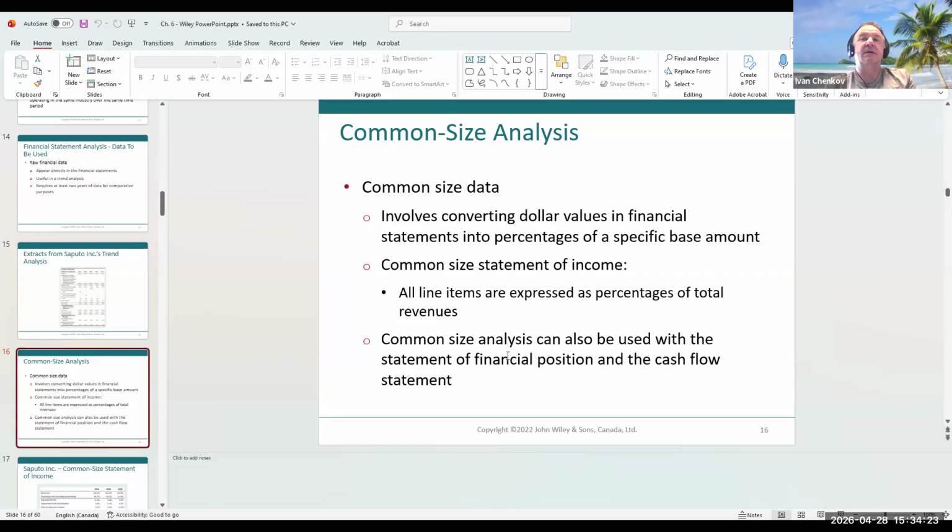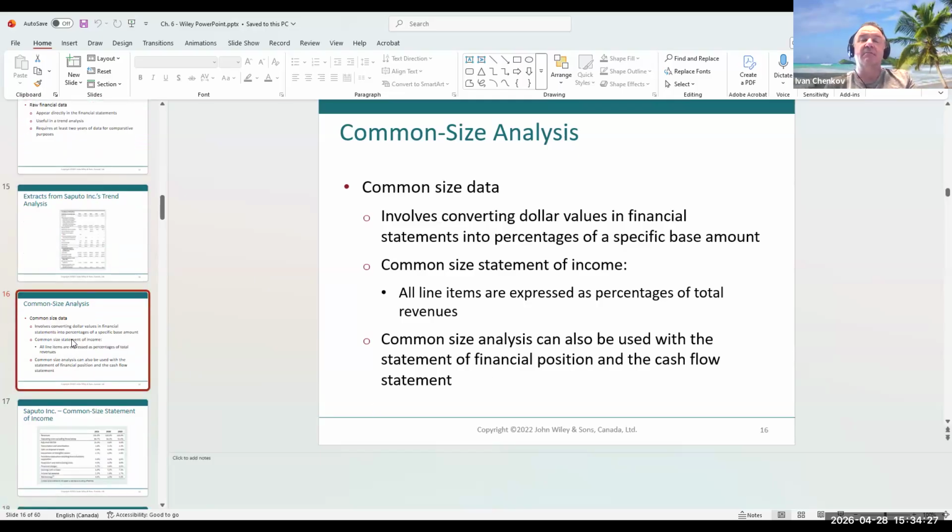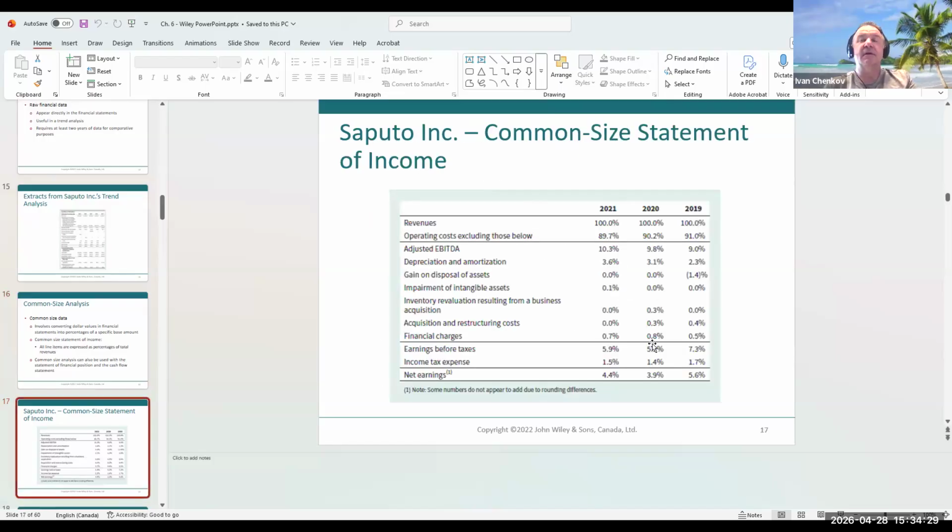The common size analysis can also be used for the statement of financial position and the cash flow statement, but then we're going to use different bases for the comparison. For the income statement, or statement of financial income, we're always going to use revenue as our basis. So revenue is always going to be 100%. We're going to start expressing everything as a percentage of the revenue.